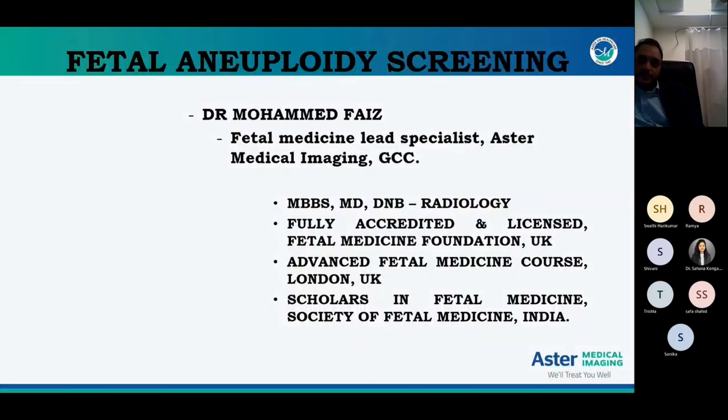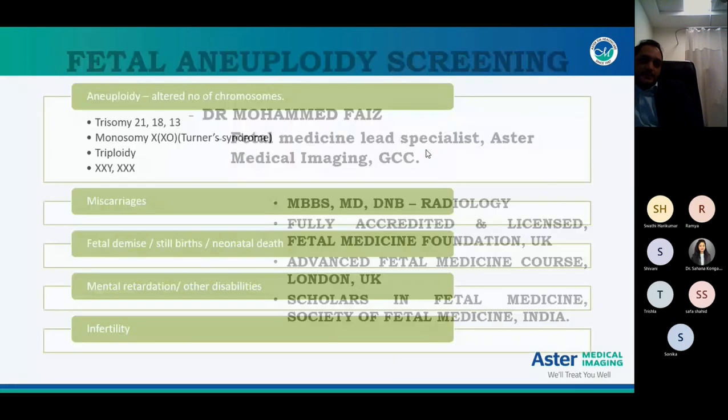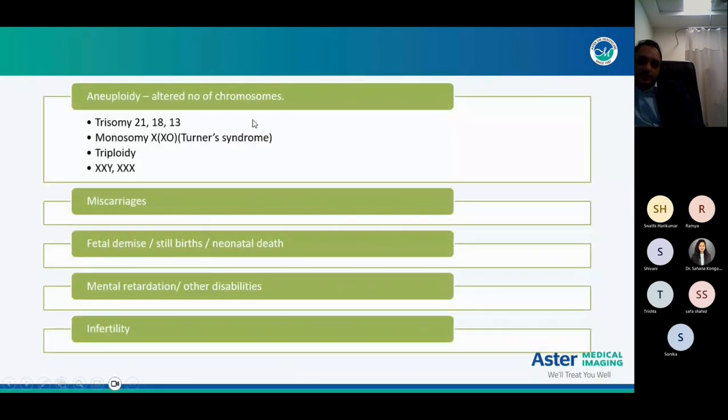So, what is aneuploidy? Aneuploidy is altered number of chromosomes. So the number of chromosomes is extra or reduced, such as in trisomy or monosomy. Trisomy includes trisomy 21, that is Down syndrome, 18 Edwards syndrome, 13 Patau syndrome. Monosomy XO, Turner syndrome, triploidy, and sex chromosome related aneuploidies.